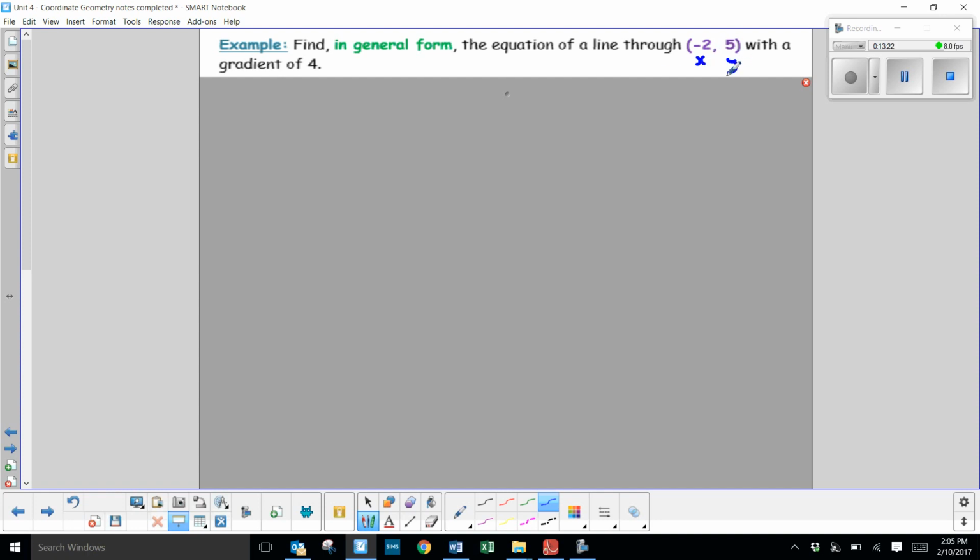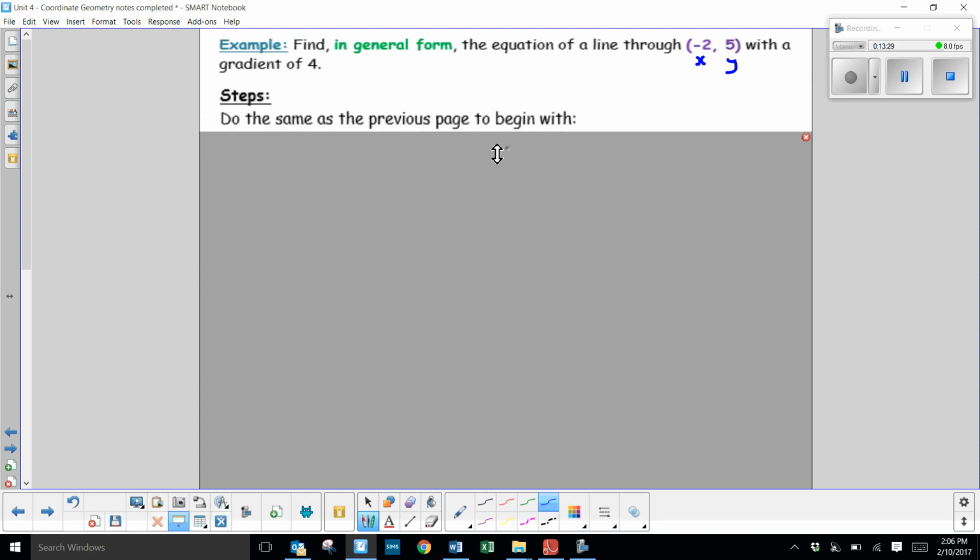I've written down some steps for you. Do the same as the previous page. So find the equation in gradient intercept form first. Write down the equation, replace m with the gradient, same instructions as yesterday.